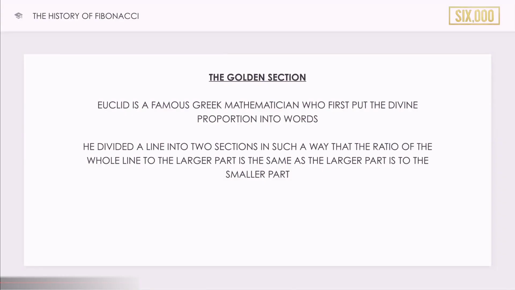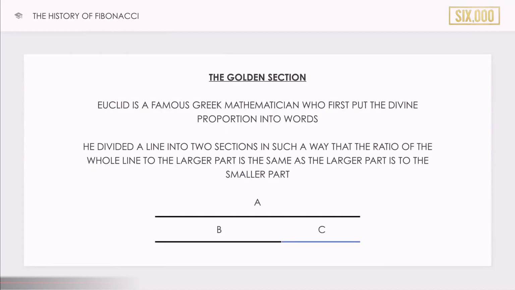Now, this has been applied in various aspects of life, especially art. So A is the whole line, B is the larger part, C is the smaller part, which I've highlighted in blue. So if you just paint a mental image of that just now, write it down in your book, write it in your notes.